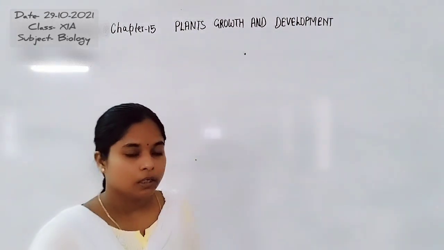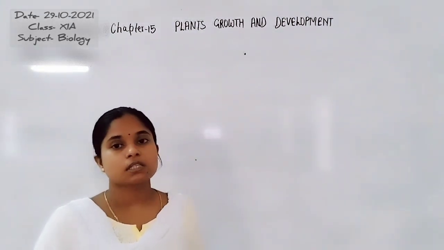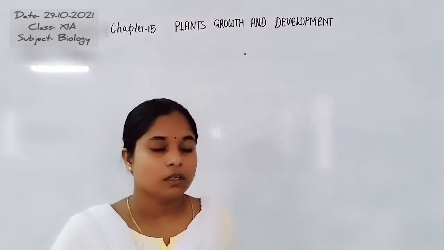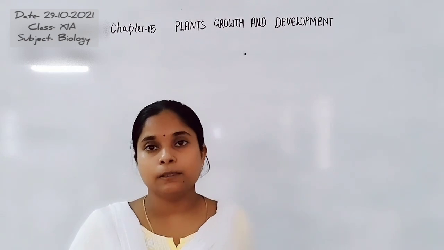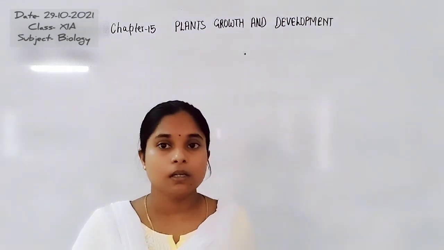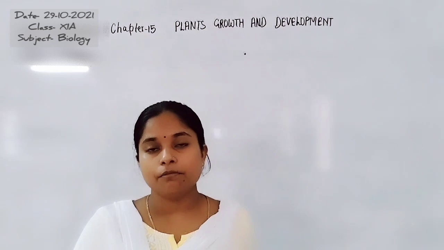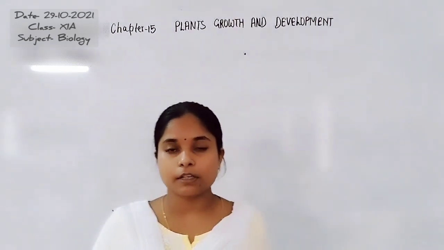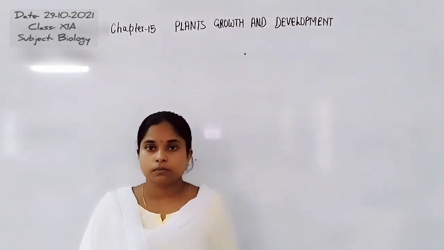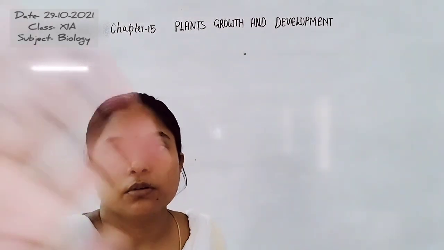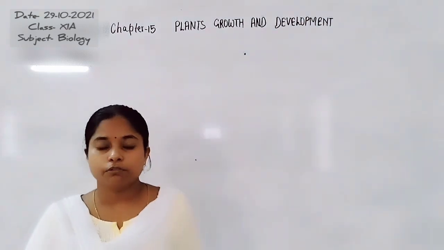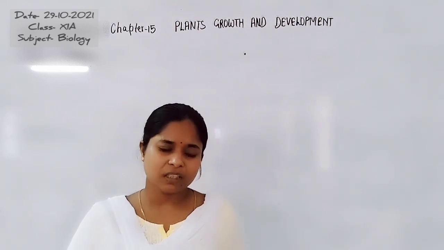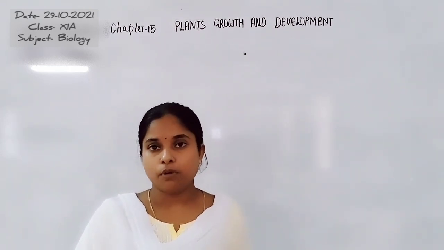Now, in the previous class we discussed the discovery of auxin. The discovery of auxin was an accidental experiment done by Charles Darwin and his son, when they were working on canary grass. They were experimenting on the phototropic effect on the plant, canary grass.